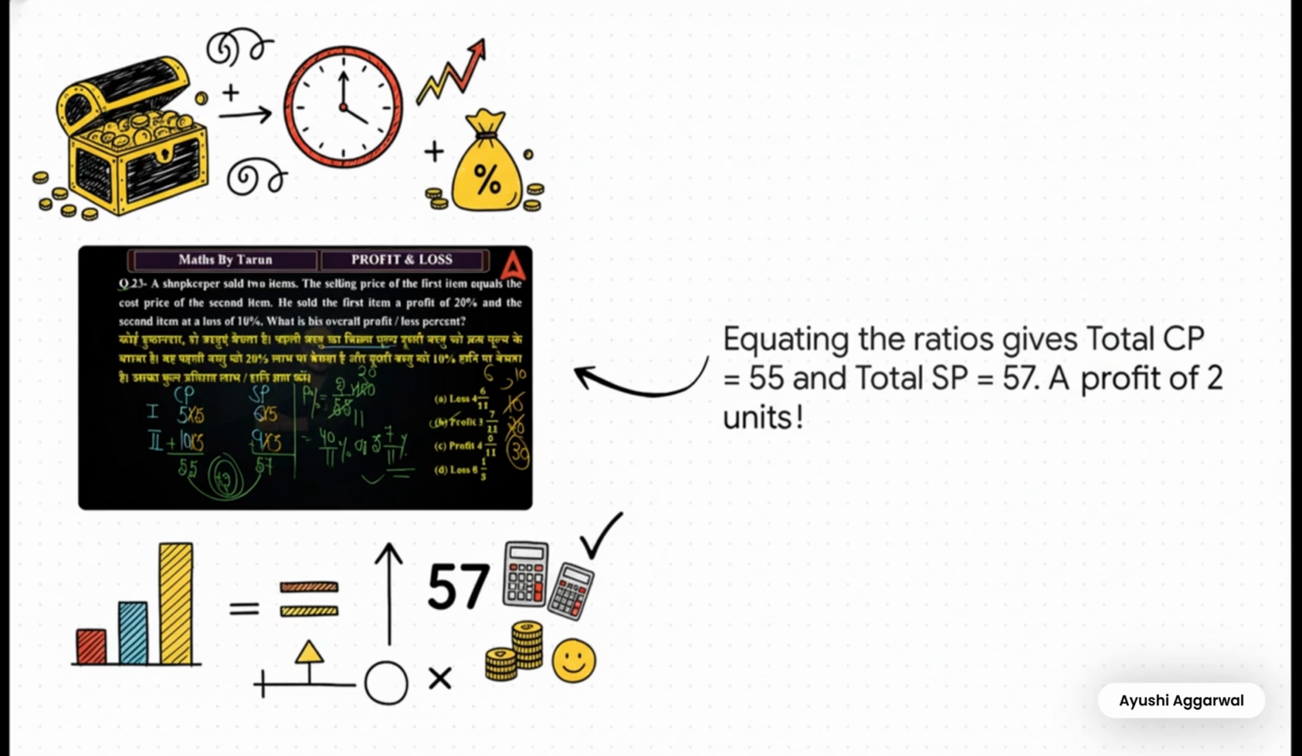So to turn 6 into 30, we multiply that whole first ratio by 5. To turn 10 into 30, we multiply the whole second ratio by 3. And voila, we have new adjusted ratios that follow the rule. From here, it's easy. Just add up the total cost price and the total selling price. You can see the total CP is 55 and the total SP is 57. That gives us an overall profit of 2 units. The final percentage is just 2 divided by 55 times 100.